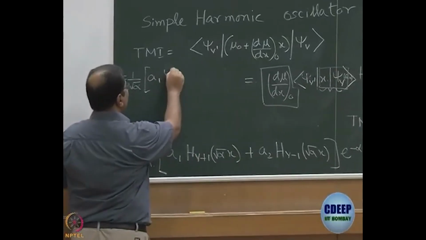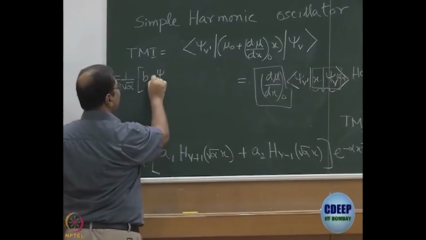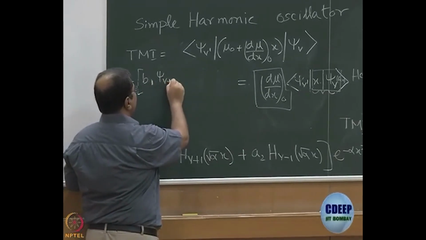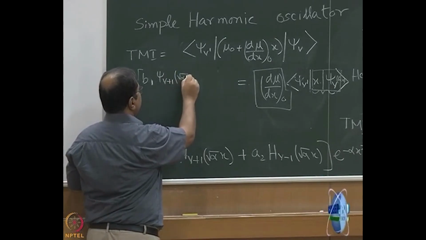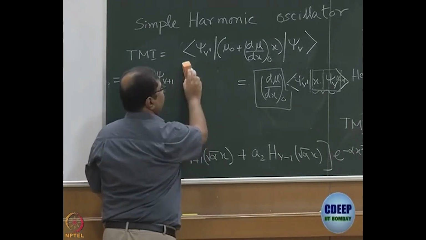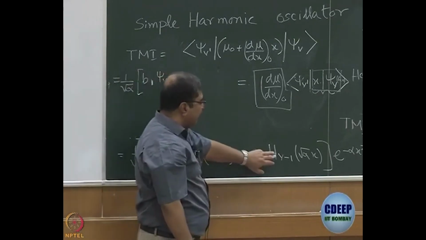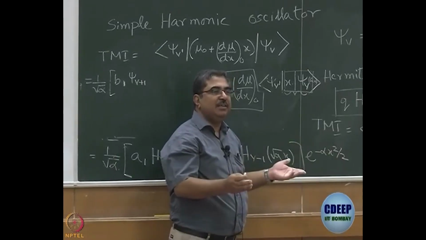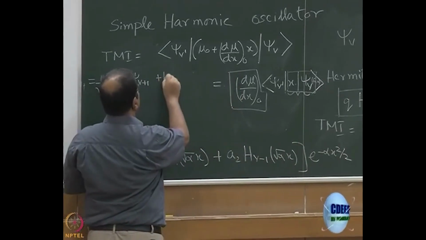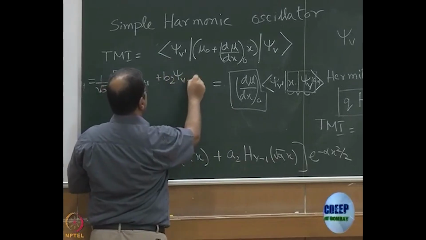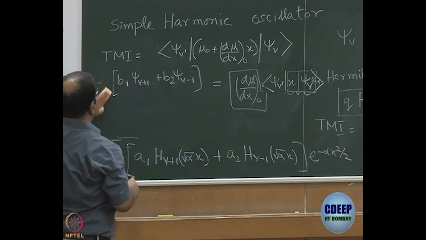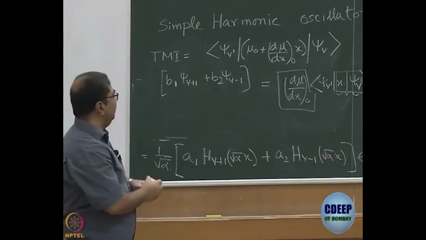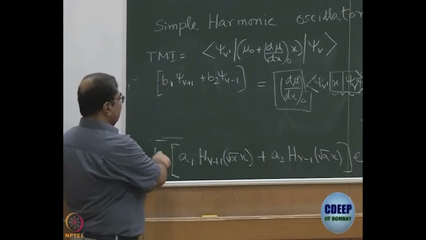So it is something like A1 multiplied by, well you can write B1 instead of A1 because there is another constant anyway, B1 multiplied by psi v plus 1. I do not have to write that argument, I will just write psi v plus 1. And what is H v minus 1 multiplied by e to the power minus alpha x square by 2, that is psi v minus 1. I will write B2 psi v minus 1. In fact, I will even take this inside the constants, I am not writing what the constants are, right. So everything goes in B1 and B2. So now this is what this part is.